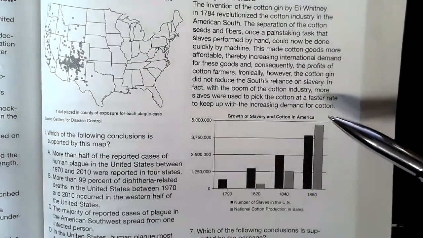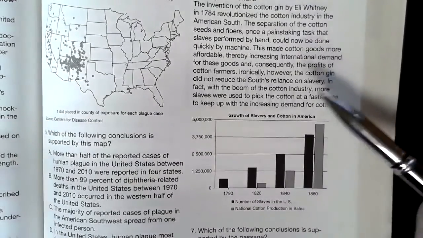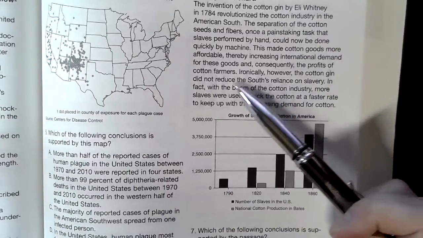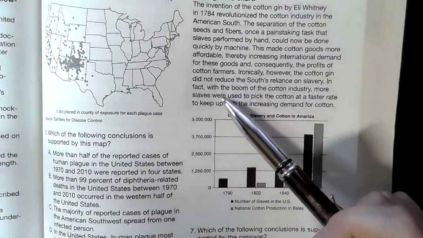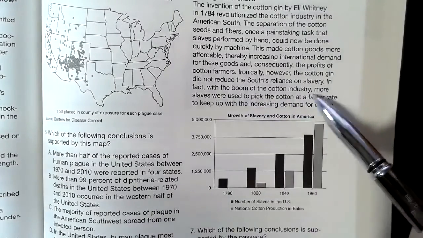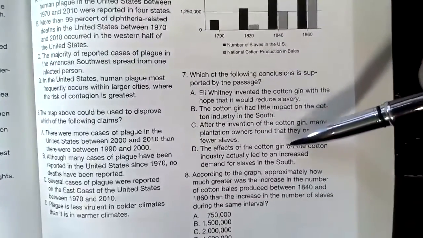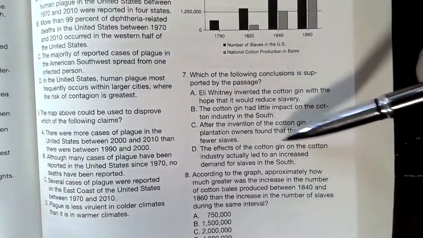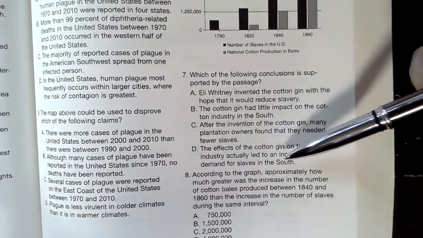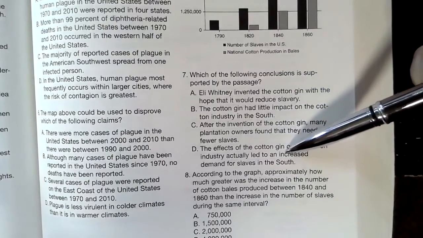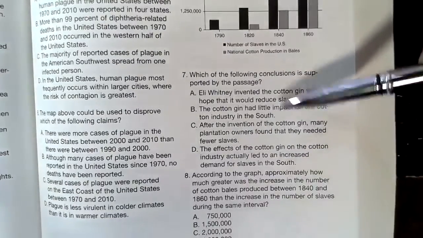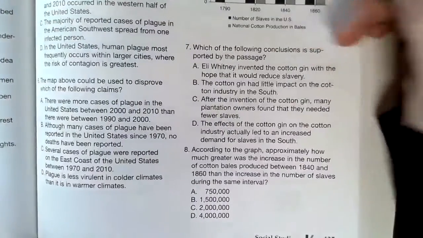All right, so I know what the answer is already. And I'll tell you right here, did not reduce, more slaves. There's only one answer that fits this. That's D. The effects of the cotton gin on the cotton industry actually led to an increased demand for slaves in the South. Now let's take a look at this bar graph question.